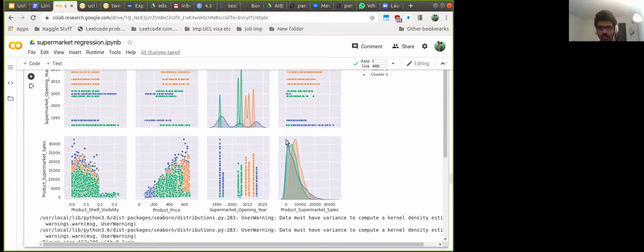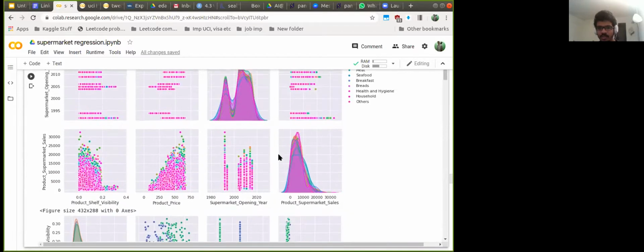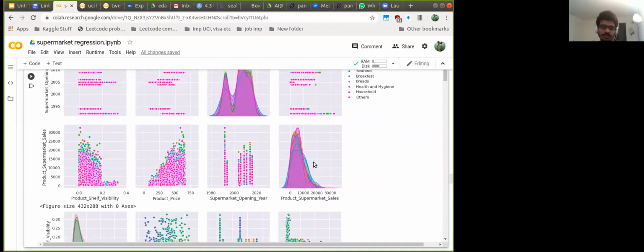One more thing to point out, as we can see in the supermarket sales histogram, this data is skewed, right? It is skewed to the right, with a tail to the right basically. So that is not good for prediction.